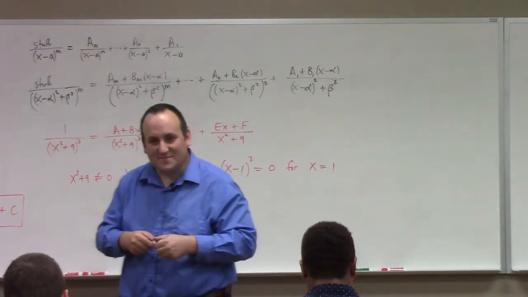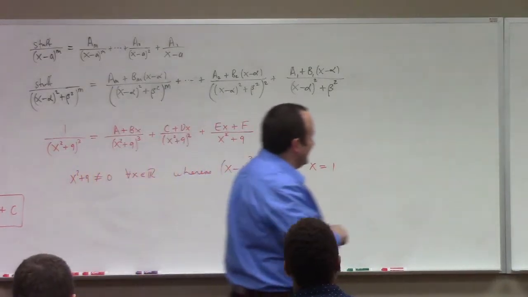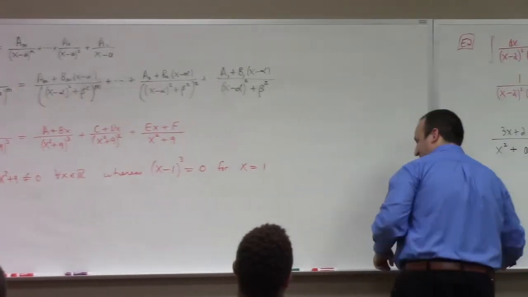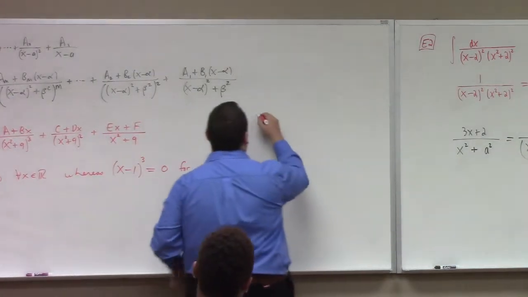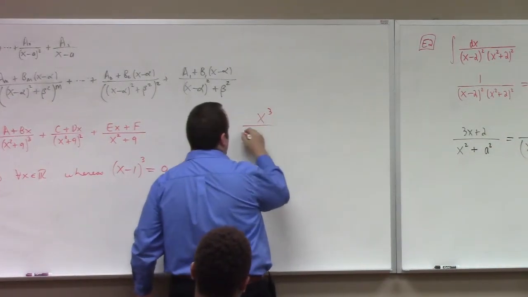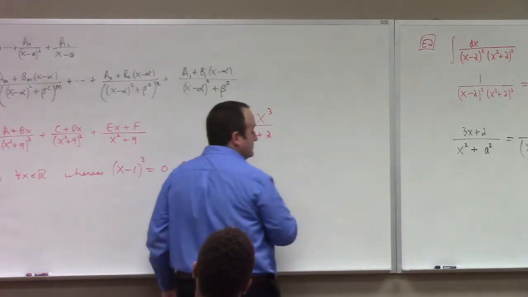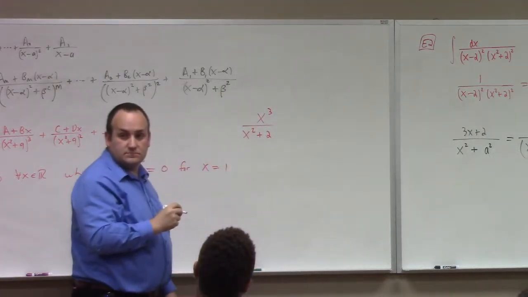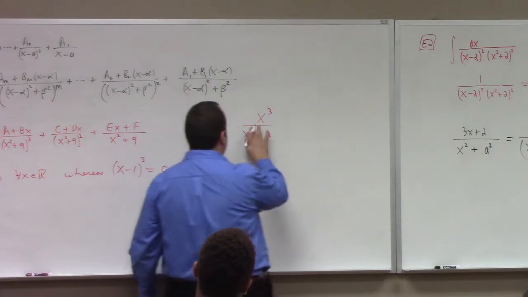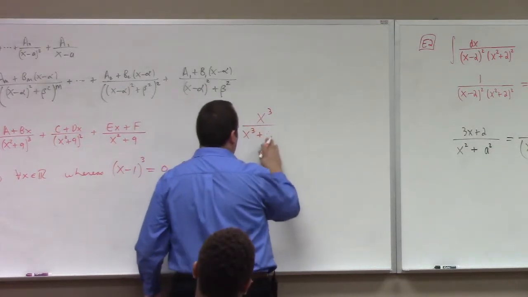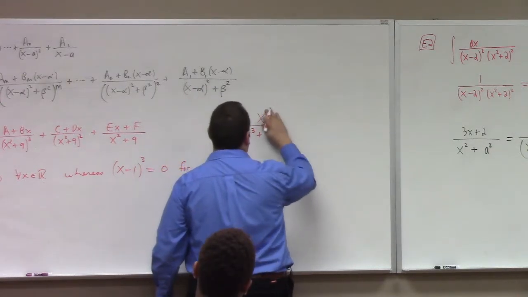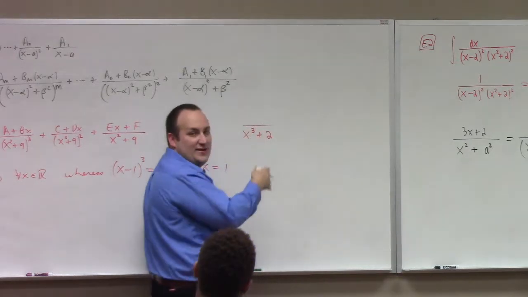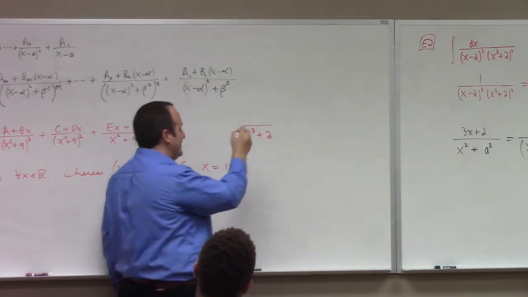If the x was cubed, what would be on top of it? So suppose we had x cubed over x squared plus 2. No, like x cubed plus 2 downstairs. Oh, x cubed plus 2 downstairs. And then the numerator, whatever you want, stuff you don't really care about.